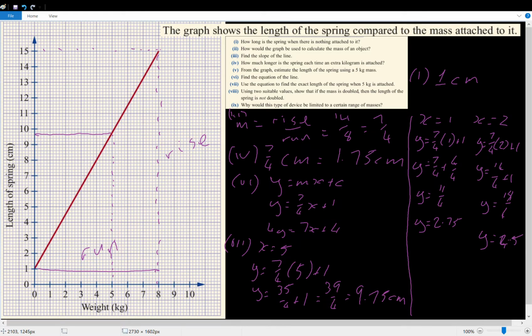And for the last part, part 9, you're asked why would this type of device be limited to a certain range of masses? The limitation on this type of device is down to the length of the spring and how far it can be extended. If the full length of the spring extended out is 15 centimeters, then you cannot weigh anything larger than 8 kilos. All you'll be able to say for certain is it's larger than 8 kilos. So you just got to put something like that in your own words down if you're asked a question on this in an exam. And that is that.